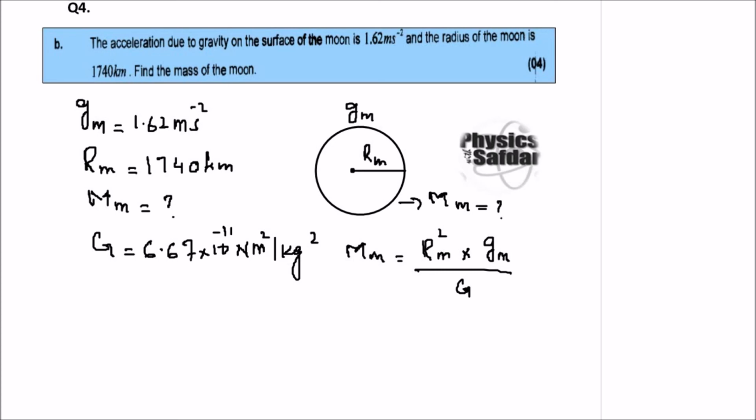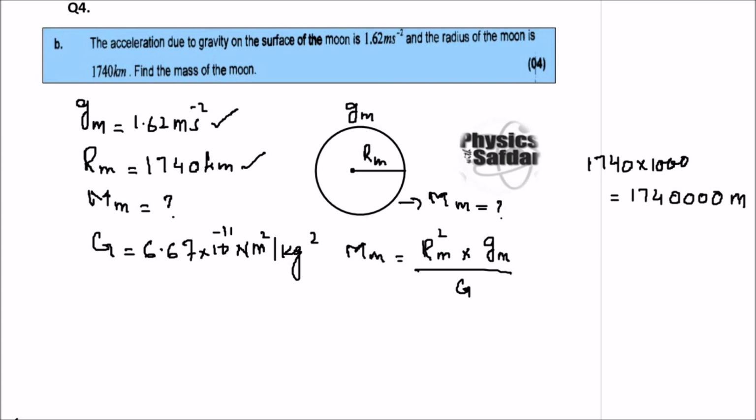The acceleration due to gravity is in SI unit. Radius of the moon is not in SI unit. It means you need to change it. Now you can convert kilometer to meter as 1740 kilometer multiplied by 1000. We get 174,000. Now the radius is in the unit of meter.